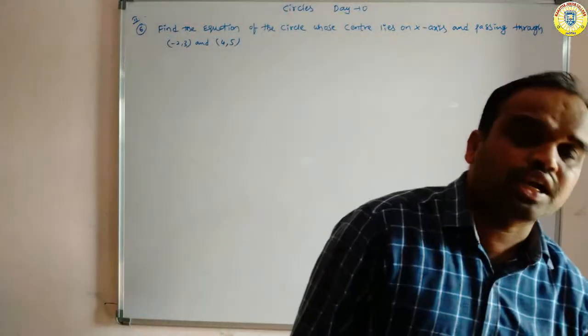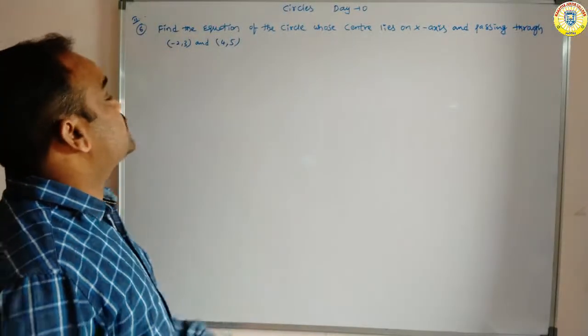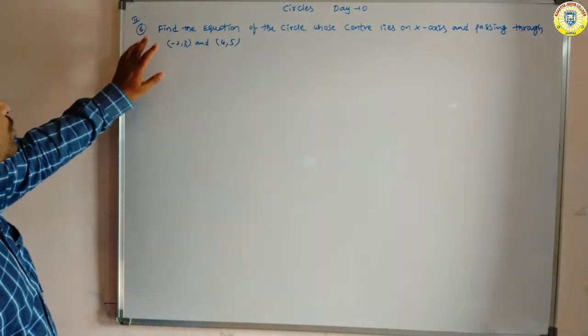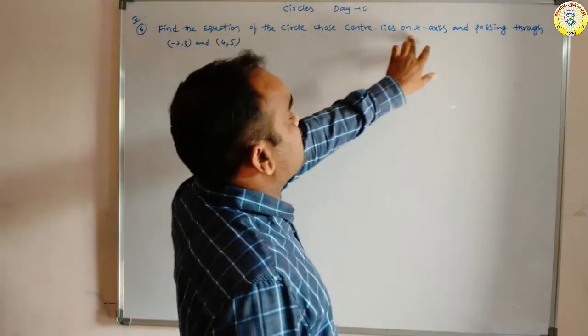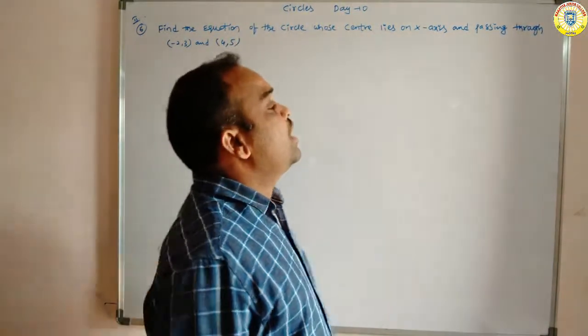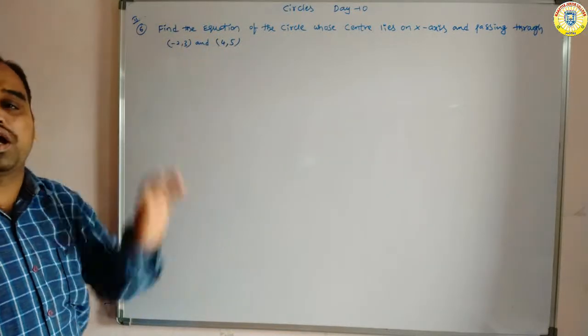Already in the last class we discussed some problems. Now this is 10th class. See here, the next question, a continuation. Find the equation of the circle whose center lies on the x-axis and passing through (-2, 3) and (4, 5).